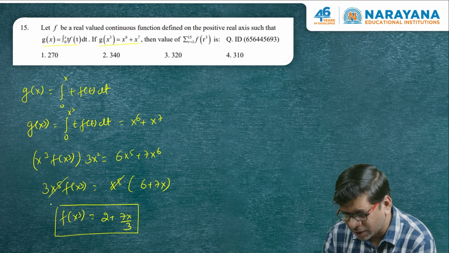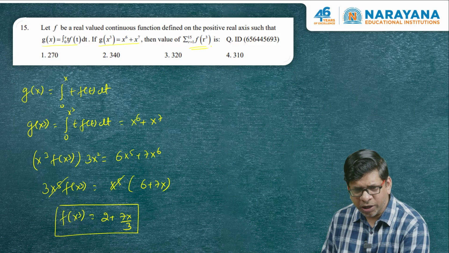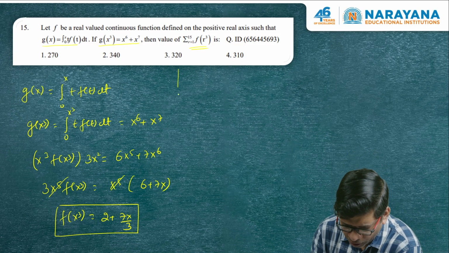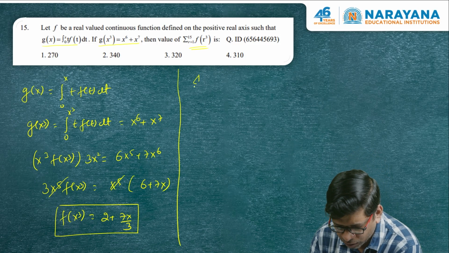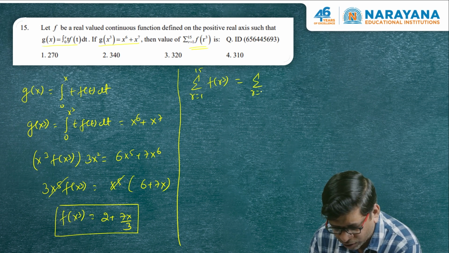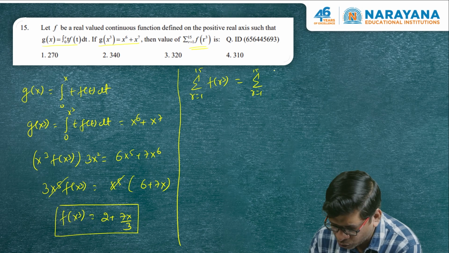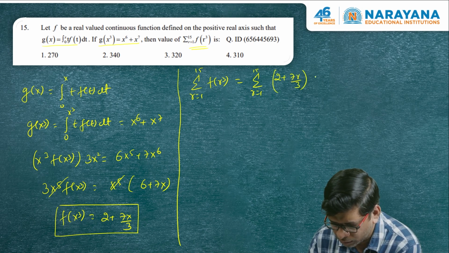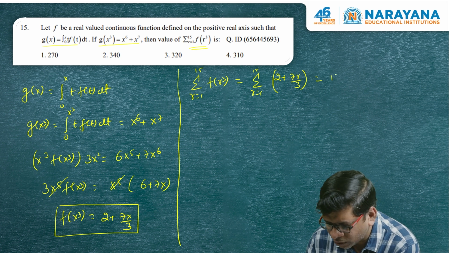And what they are saying is the summation of f of r cube. Already you know f of x cube. So what is f of r cube? Summation of r from 1 to 15 of f of r cube. Substitute the value of f of r cube: f of r cube is (2 plus 7r) by 3. So 2 is added 15 times, so 15 times 2, plus 7 by 3 times the sum of the first 15 natural numbers.